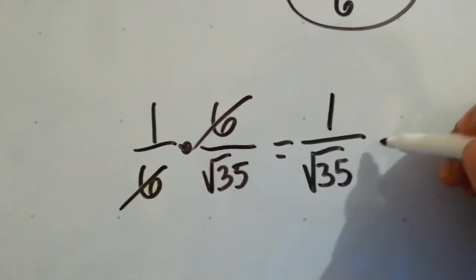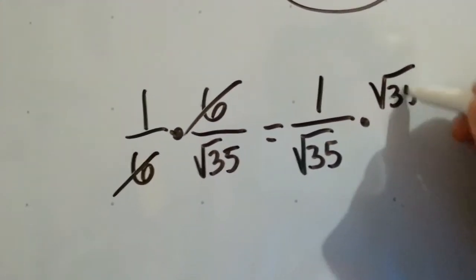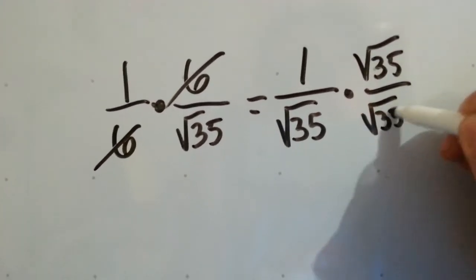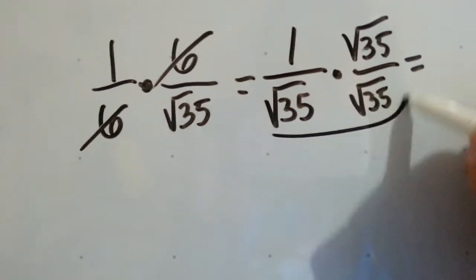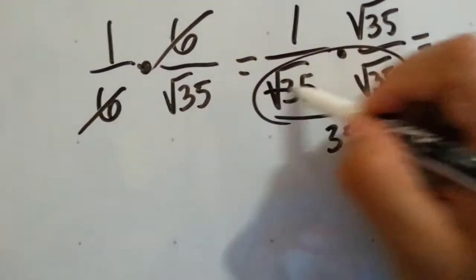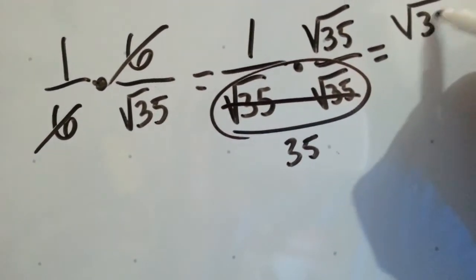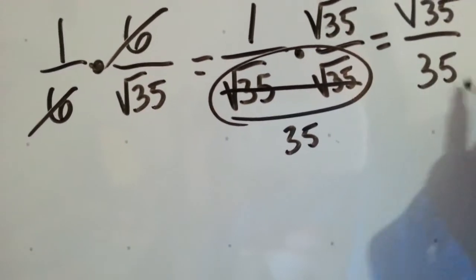Square root of 35 can't be on the bottom, so we multiply top and bottom by the square root of 35. These two become regular 35. So you get square root of 35 over 35. And that would be the answer.